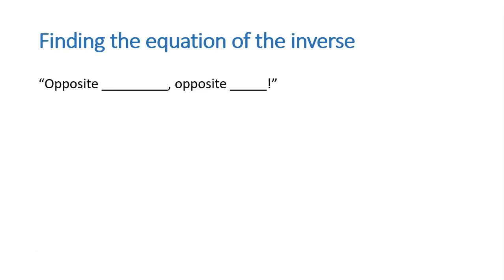The rule of thumb overall is opposite operations, opposite order. If we're taking a function and we want to find its inverse, the inverse is going to have all of the canceling operations of the original function. So a multiplication will become a division, an addition will become a subtraction, an exponent will become a root, etc. And all of the operations are applied in the opposite order. So opposite operations, opposite order.